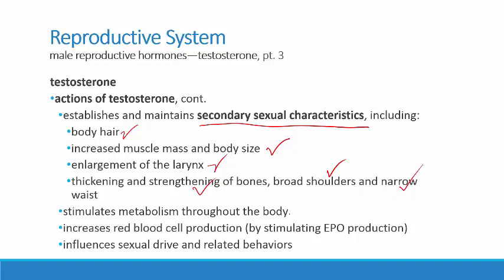It also acts as a stimulant to metabolism throughout the body. And remember when we talked about the blood, it also causes increases in red blood cell production because it helps to stimulate erythropoietin production. And then it also influences sexual drive and related sexual behaviors. And we know that increased testosterone also tends to increase aggressive behaviors in males too. So lots and lots of actions when we think about testosterone and its effects in the body.